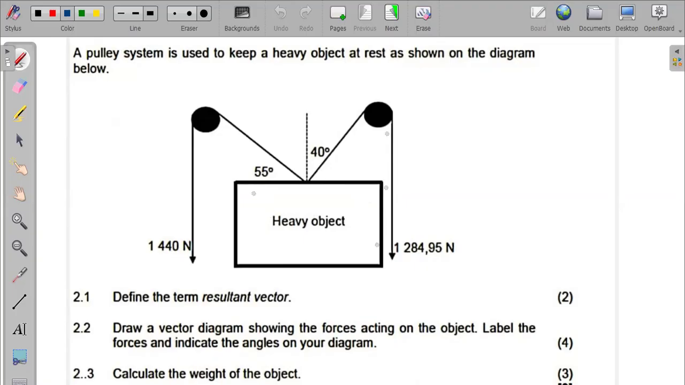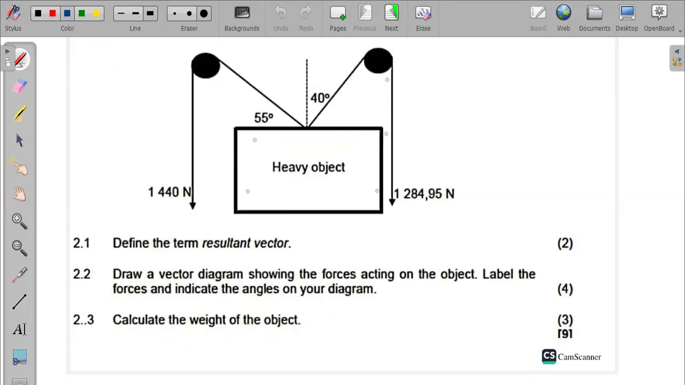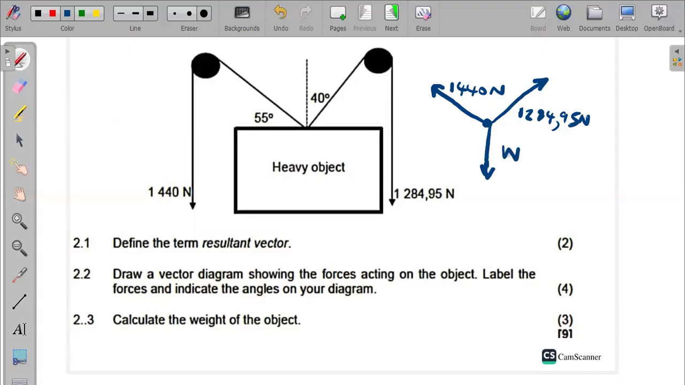Draw a vector diagram showing the forces acting on the object. Label the forces and indicate the angles on your diagram. Right. Number one, let's first identify the forces, assuming we have a free body diagram. We have a force acting towards this direction. That's the 1,440 Newton force. We have another force acting towards this direction, remember, from the heavy object. That's the 1,284.95 Newton force. Then we have the gravitational force acting downwards.